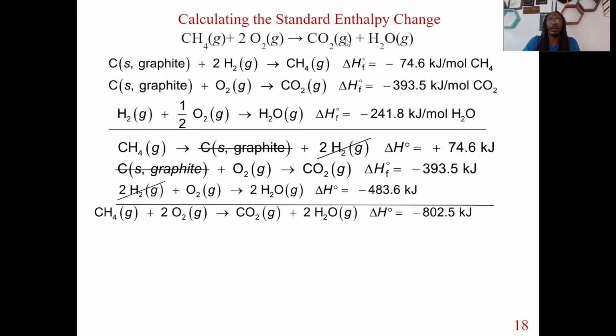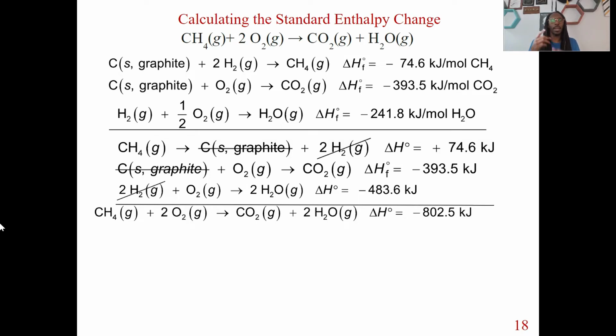Just to let everybody know, I forgot to add my 2 waters here, so please forgive me. My 2 is missing here, because if we look at this, we can tell this is not a balanced equation. We need a 2 to get the 4 and 4 here. So that's supposed to be a 2 there, everybody. But our final equation will match what we see here, and then we just need to add up our enthalpies. 74 plus negative 393 plus negative 483, and that gives me a total enthalpy of negative 802.5 kilojoules. And this is my final answer using Hess's law.